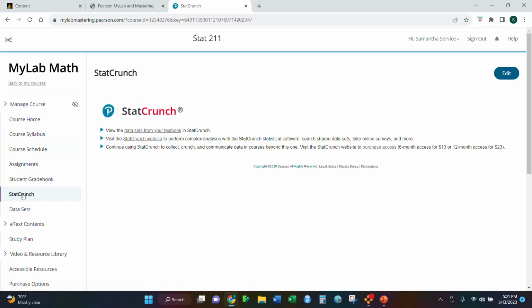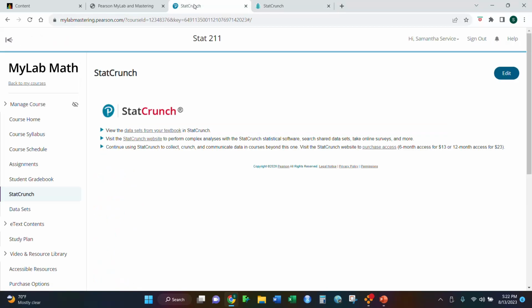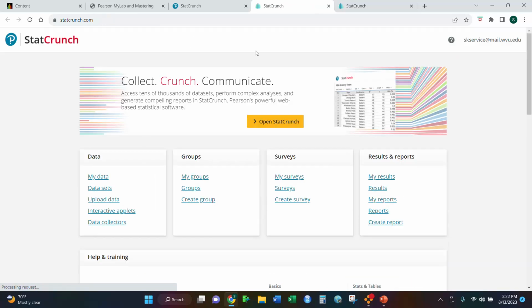Underneath your gradebook is StatCrunch. I just showed you how to access that through your homework, but you can go through this page. There are two options. If you're using a data set from your textbook, you can click that option that says data sets from your textbook. And for each chapter, it'll give you a whole bunch of data sets that correspond to it. If you're just opening it up for some other reason, you can just hit StatCrunch website and open StatCrunch.